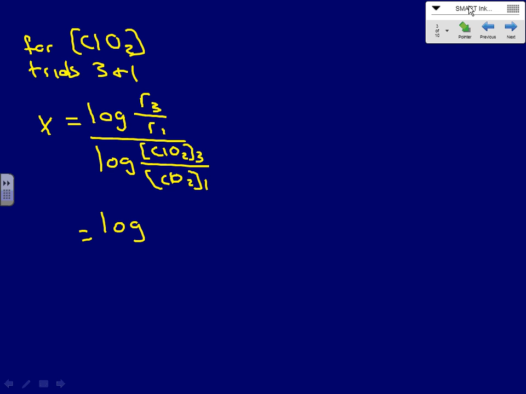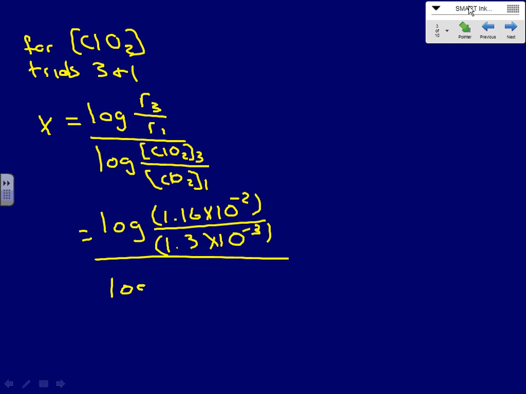Log, and now I need you to help me with, what's R3? Yeah, go ahead, Ben. 10 to the negative 3, 2, and what is the R1? 1.3 times 10 to the negative 3, all right? And we will then keep on going, filling in our stuff. Log, what's concentration 3? 0.045, and what's concentration 1? 0.015. All right, and that's equal to x.